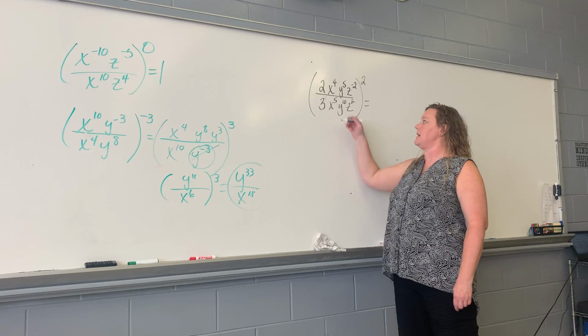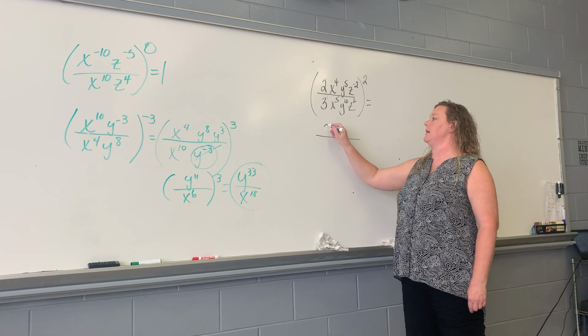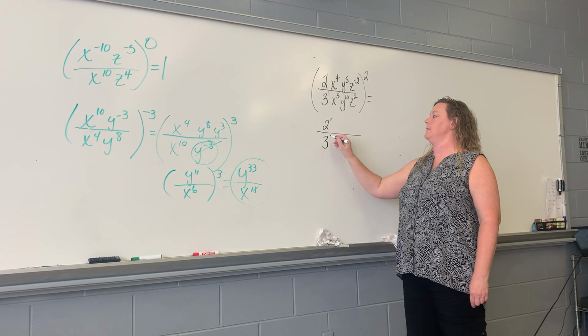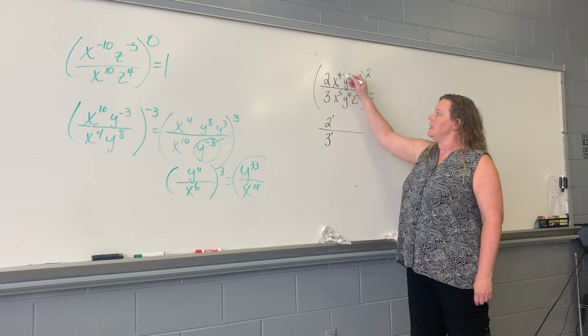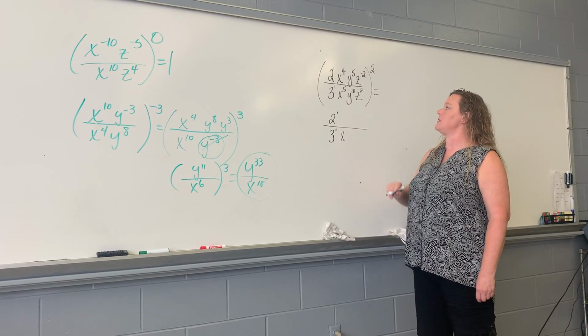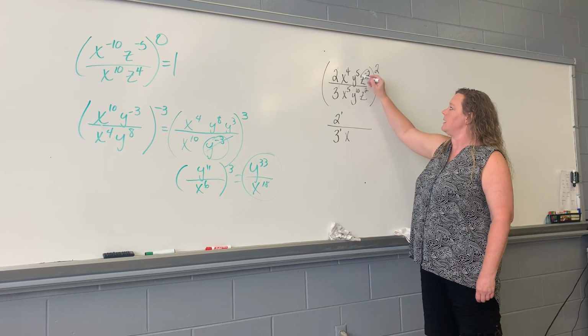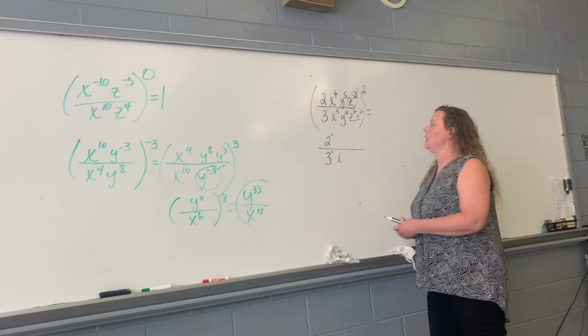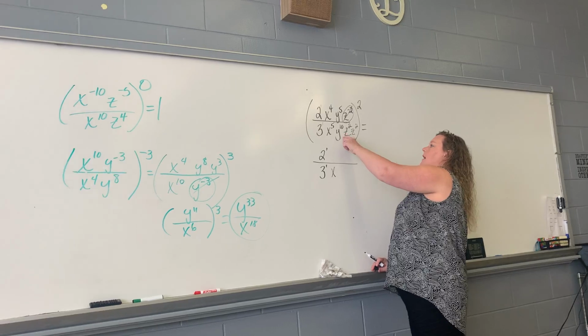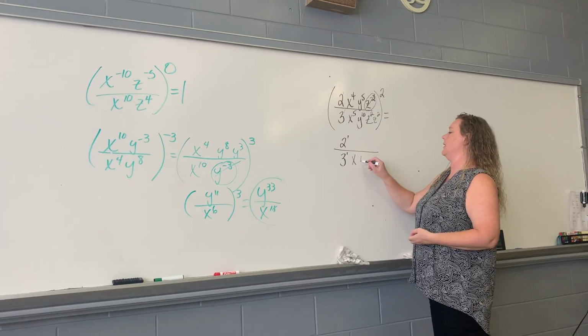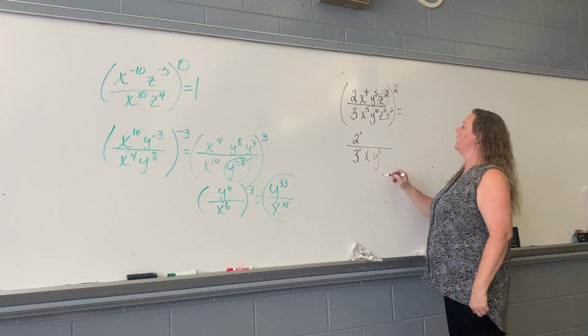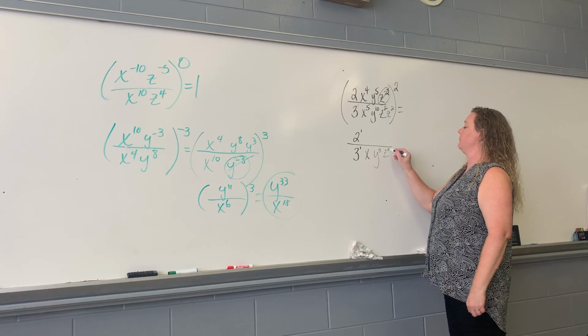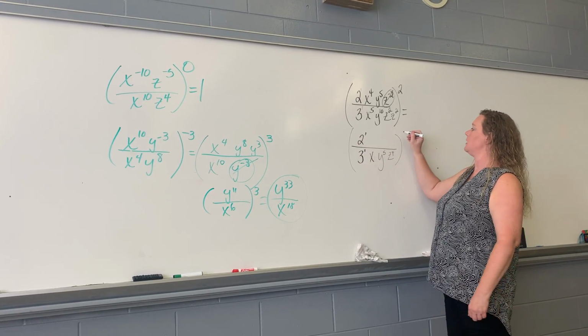Alright, so first I might simplify. I'm going to leave my 2 on top and my 3 on bottom with their 1 exponents. There will be 1 extra x on top. Oops, I didn't move this one first, did I? Move that z negative 2 down. Alright, there's 1 extra x on bottom. There's 5 extra y's on bottom. And there's 4 z's on the bottom. And it's still to the exponent of 2.